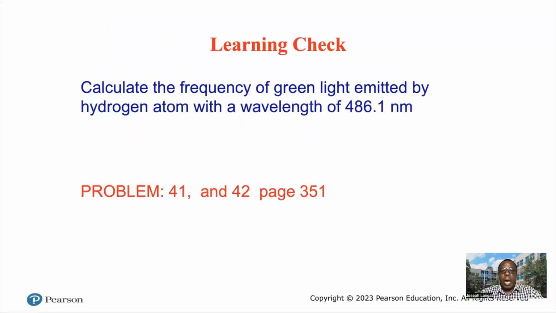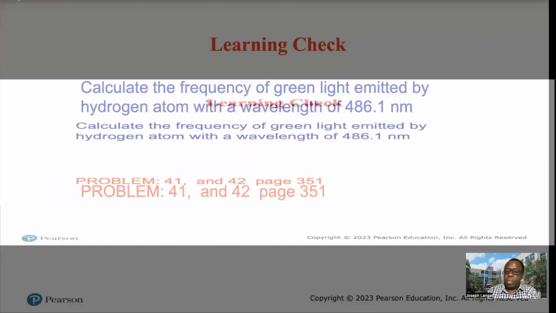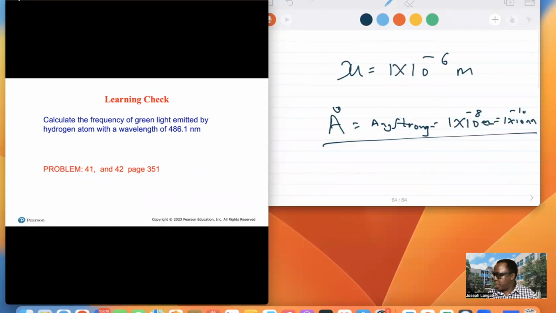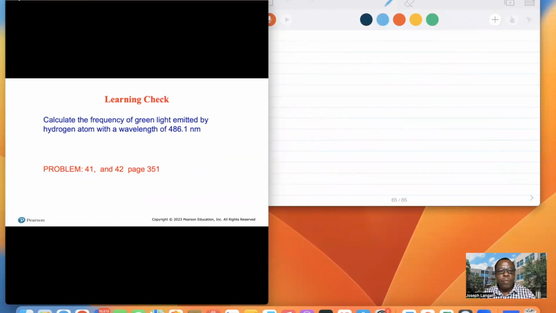All right, let's see. Learning check. Calculate the frequency of green light emitted by a hydrogen atom with a wavelength of 486.1 nanometers. So at the outset, this is what we need to remember: we are given the wavelength and calculating the frequency.